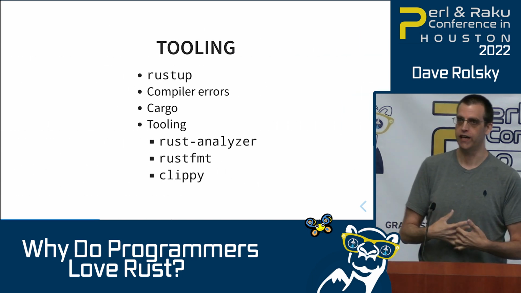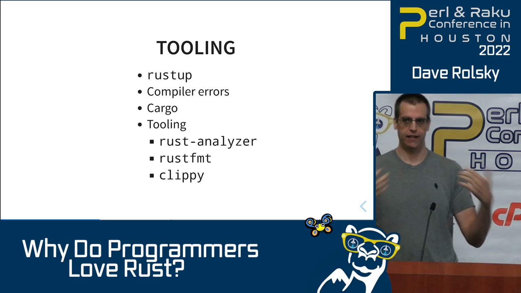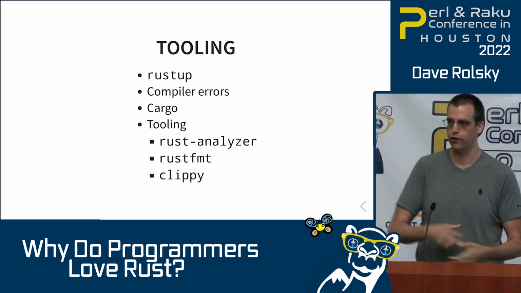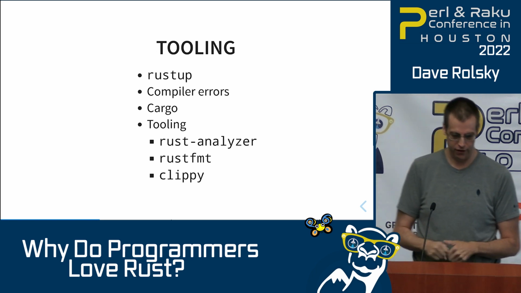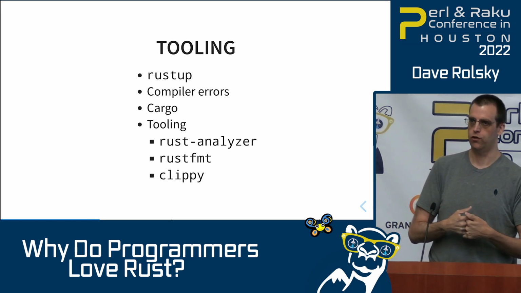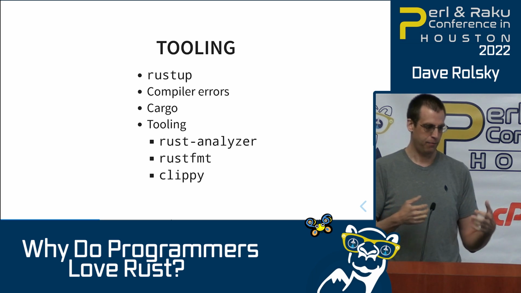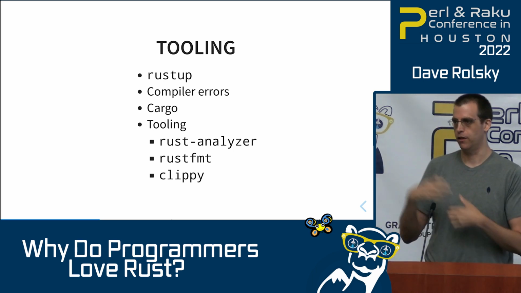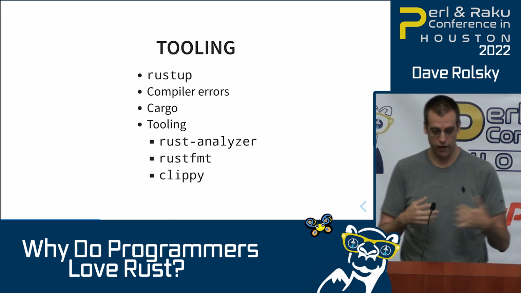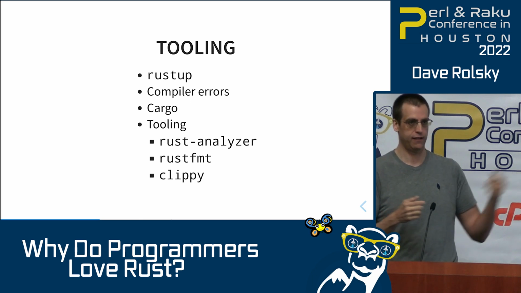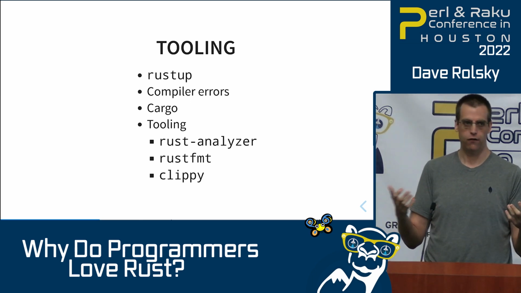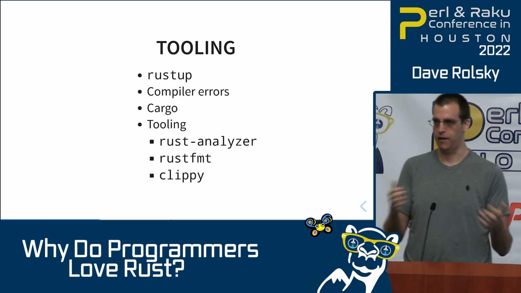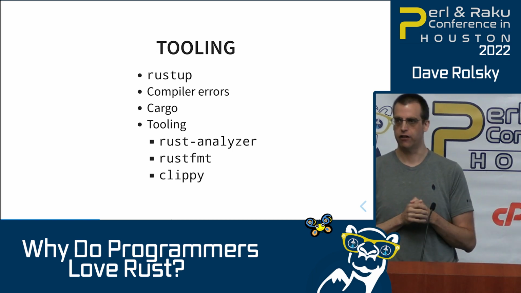It has really nice tooling. There's a tool called Rustup that gets Rust installed for you, keeps you up to date. Really amazing compiler errors. We'll see a bunch of those. The cargo command line tool, which manages your dependencies, and is also how you build and run and test Rust code. Really nice tooling. Rust Analyzer is a great LSP server. Rustfmt, kind of like gofmt, or Perl tidy. Clippy, which is a nice linter, kind of like Perl Critic.